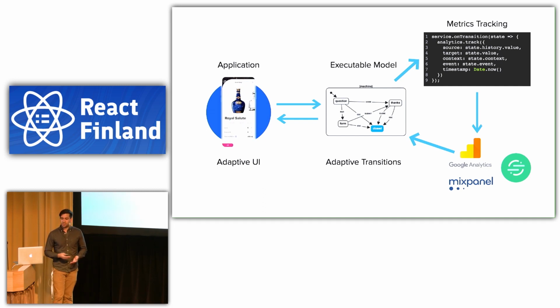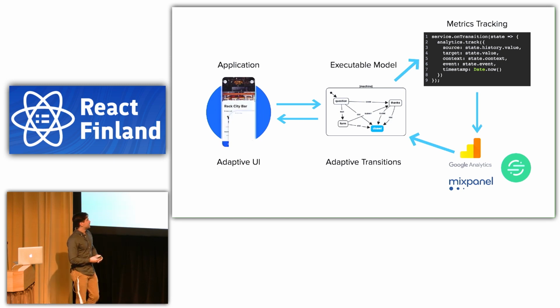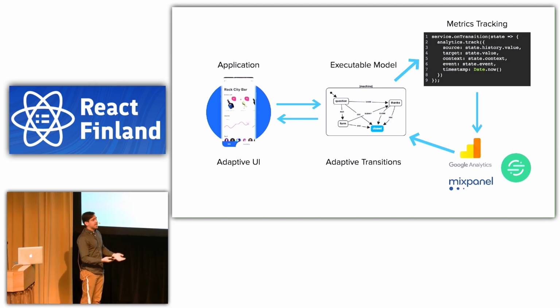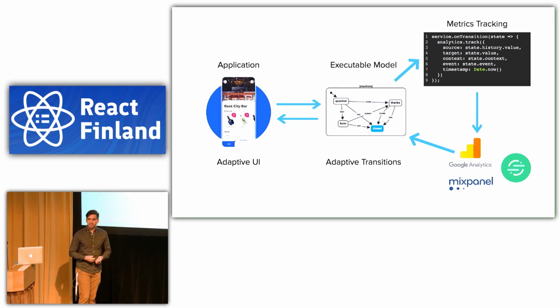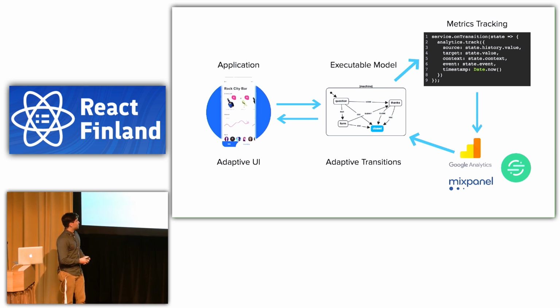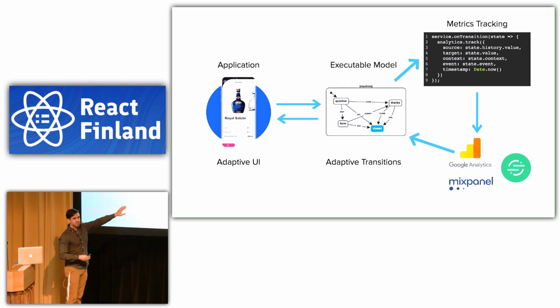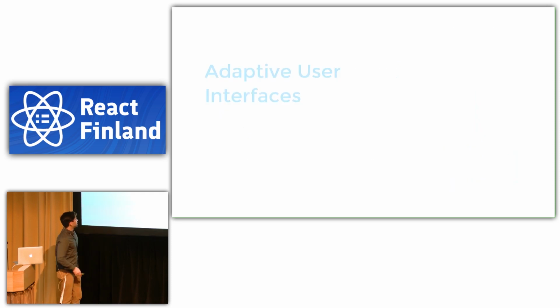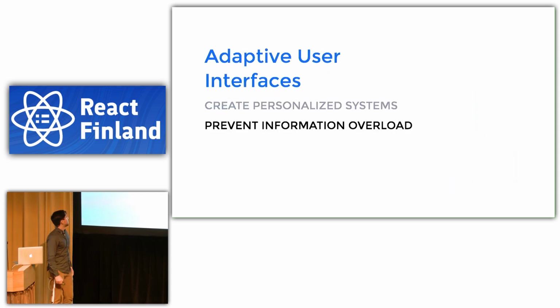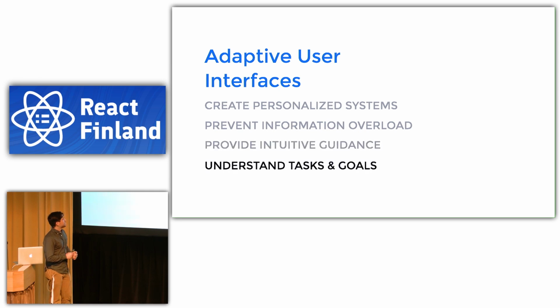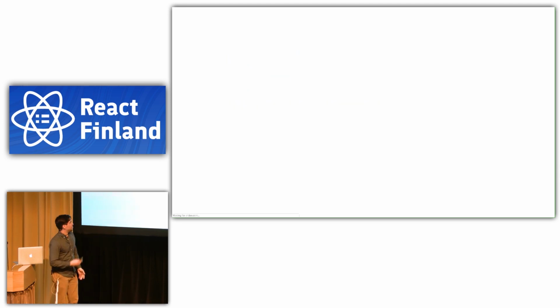And so our overall goal is to make applications that have this adaptive user interface, have an executable abstract model of that system, track metrics in just 4 lines of code, feed those metrics into your analytics platform of choice, and determine which transitions can be made adaptive. And that way we could have these adaptive UIs. And so there's many benefits to adaptive user interfaces, and I'm running out of time, so I'm just going to list them here. You could talk to me if you want to know them.